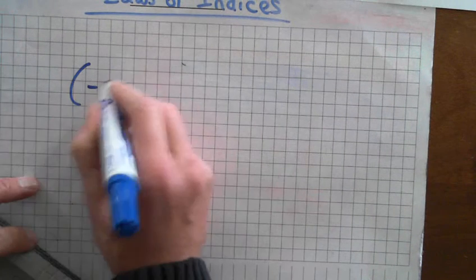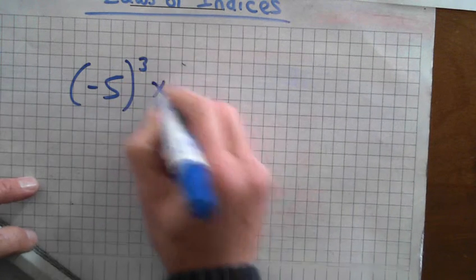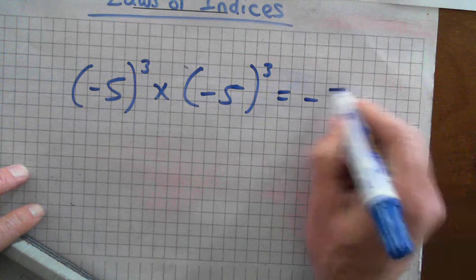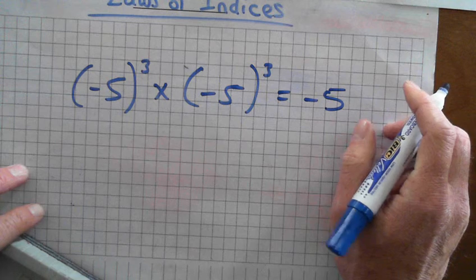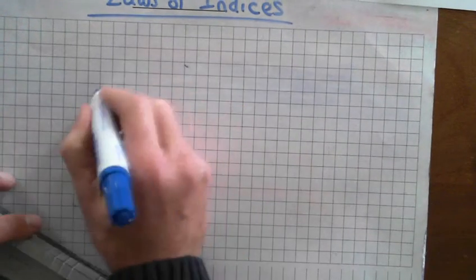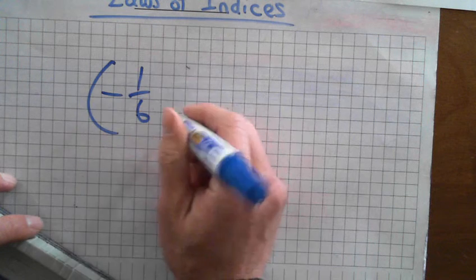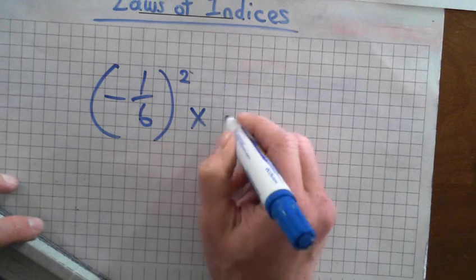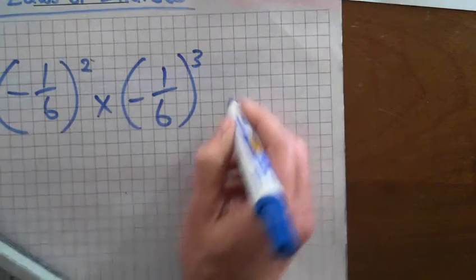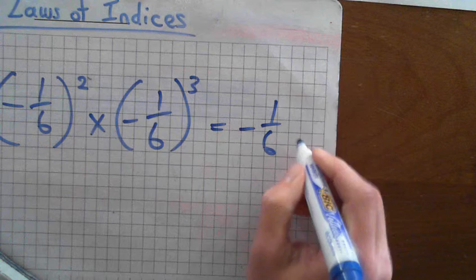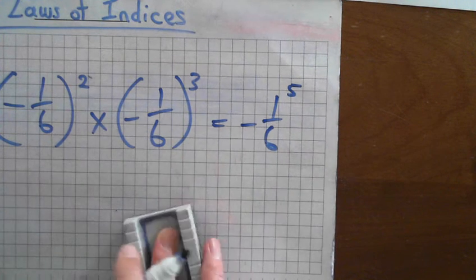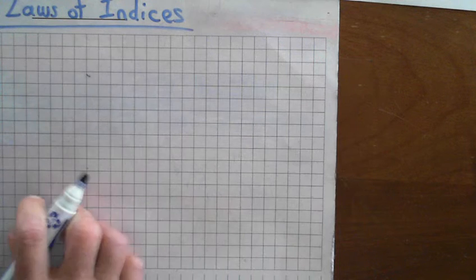Right, the next one. Minus 5 to the 3 times minus 5 to the 3 is equal to minus 5 to the 6. Add the powers. Minus 1/6 to the power of 2 times minus 1/6 to the power of 3 is minus 1/6 to the power of 5. Yeah, add the powers again. Alright, another example. These aren't too bad at all.